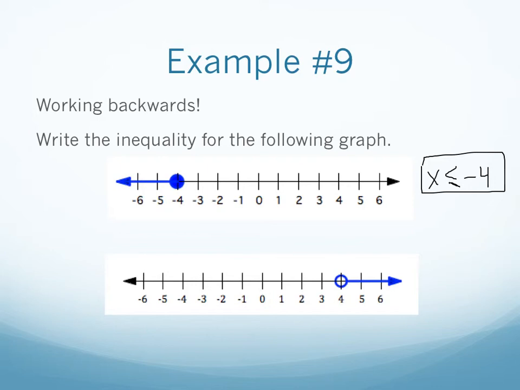On the second one, I'm going to have x, I'm going to have 4 again, +4 this time. The shading is to the right. It's getting bigger than 4, so it's going to be x is greater than 4. There's no equal to sign because the circle is not filled in.